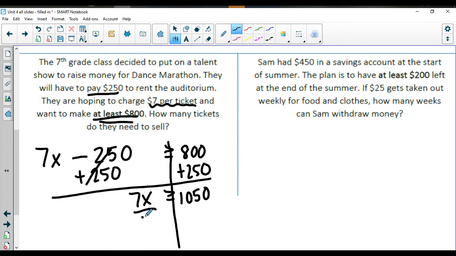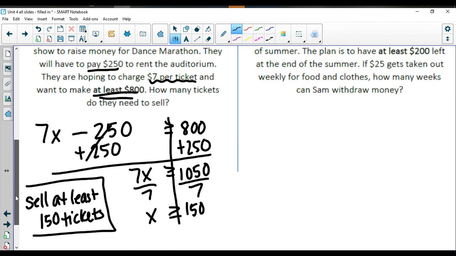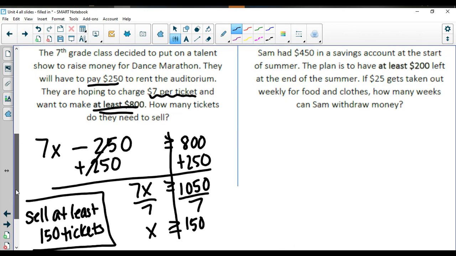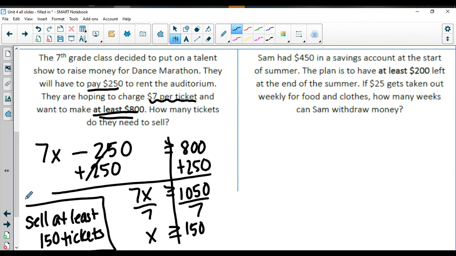And then I need to go ahead and divide through by 7. So 1,050 divided by 7 is going to give me 150. So how many tickets do they need to sell? We're trying to figure out their $7 a ticket. x is greater than or equal to 150 tickets. So we need to sell at least 150 tickets in order to make the money that we're looking to actually make, the $800. If we sold over 150, we'd be happy. If we sold under, we wouldn't meet that number of 800 that we were trying to raise.